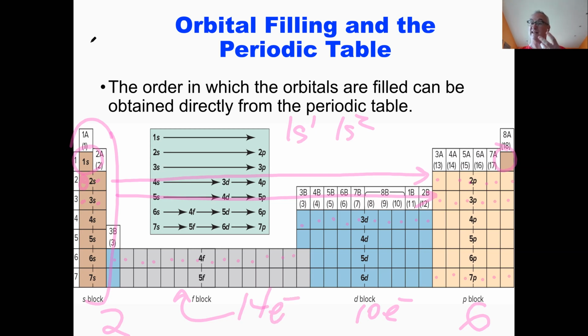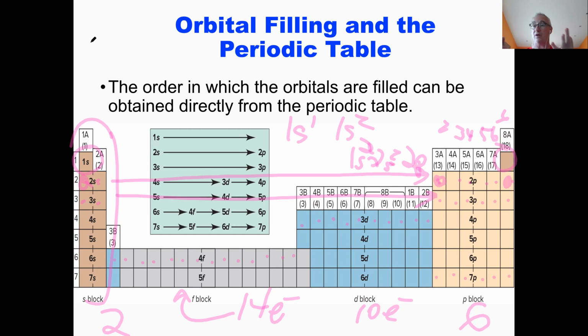So not only does it tell you how many electrons are in each subshell, it will also give you the order. All you need to do is go across the periodic table and you can fill it in for yourself. So 1s1, 1s2, 2s1, 2s2, and then 2p1, 2, 3, 4, 5, 6. And then once it's filled, I have a noble gas configuration and everything is completely filled.